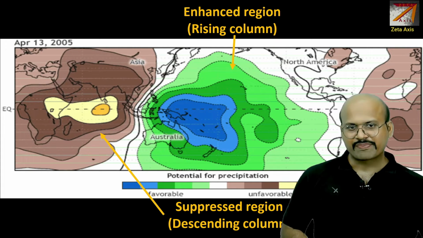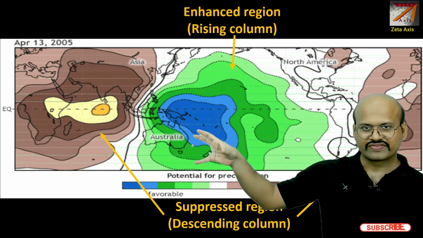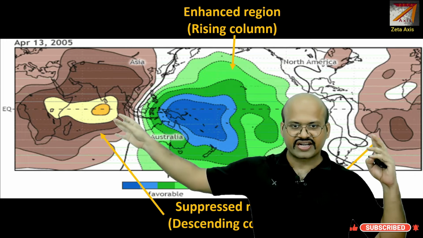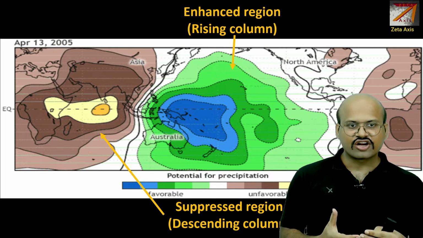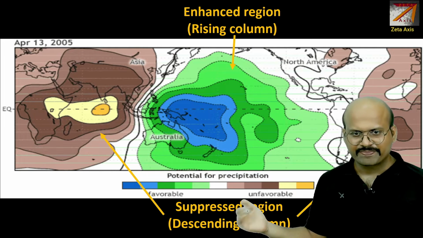This is a map of MJO, and we can clearly see that in the middle we have this enhanced region, and on both of the sides, a continuous suppressed region. So we can clearly see that the entire globe is divided into two parts, enhanced region and suppressed region.